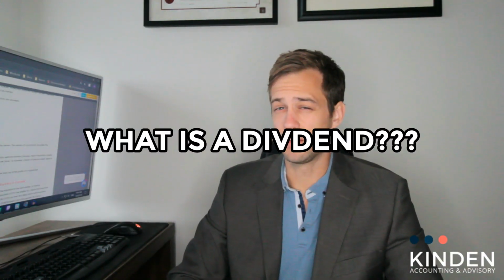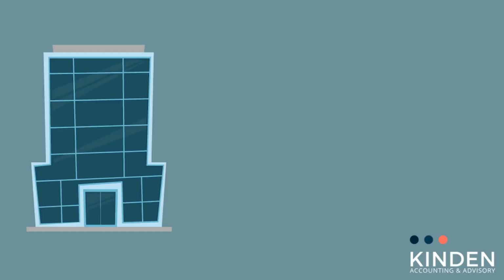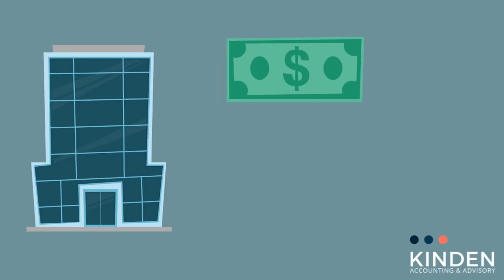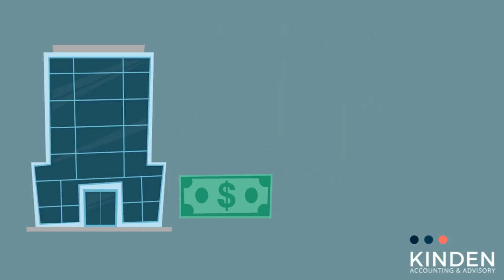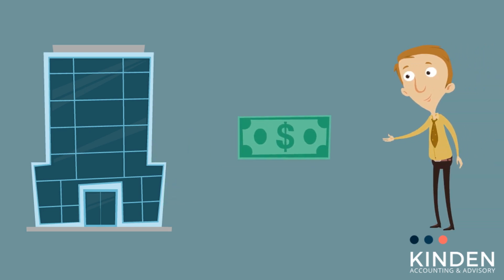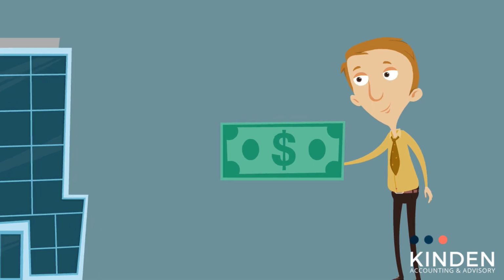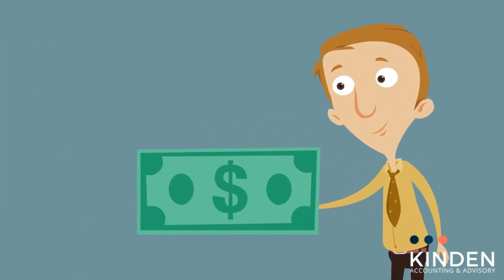So what is a dividend? Well, hopefully a corporation will generate a profit. That profit is either reinvested into the business or it's paid out to the owners, i.e. shareholders. When a corporation pays out the profits to owners, we call that a dividend.